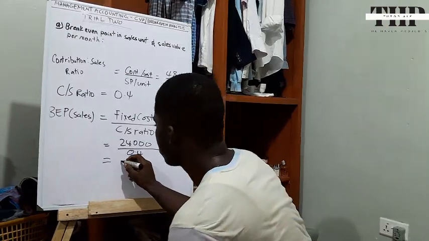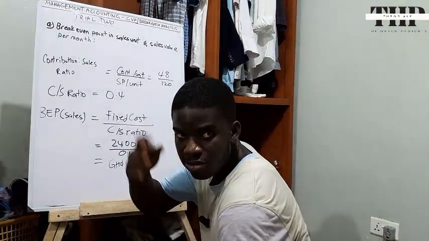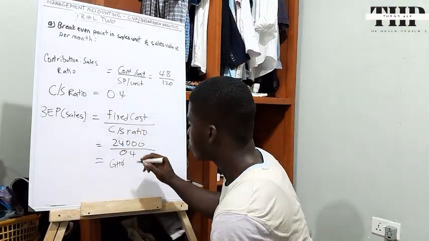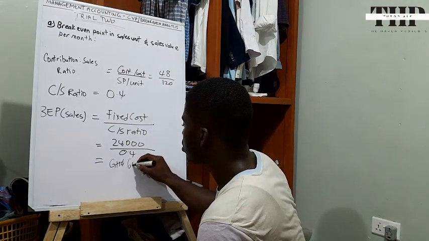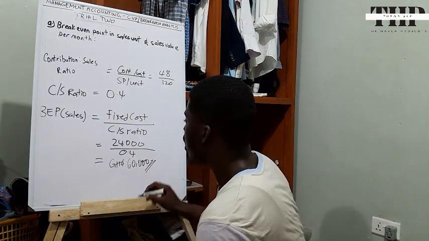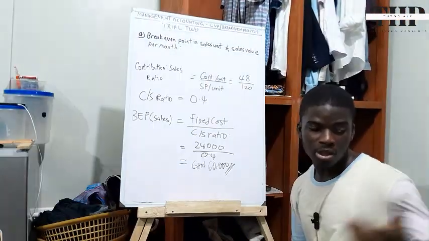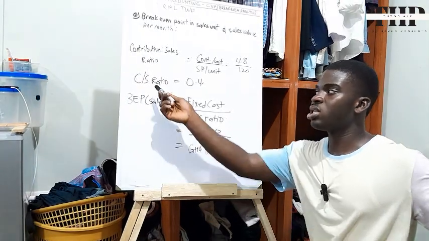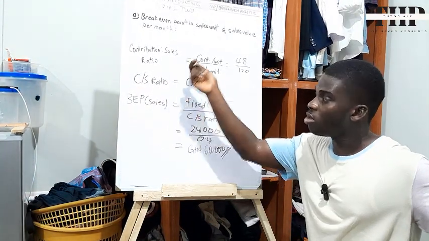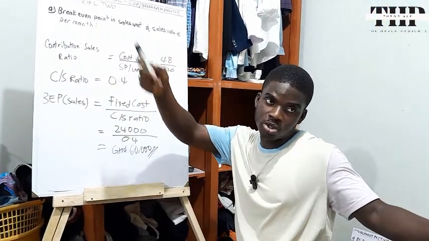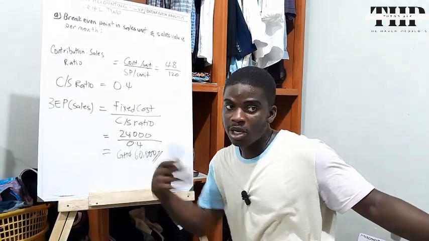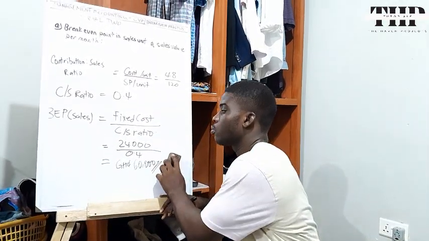So if the examiner chooses not to use the other approach, this formula giving the same answer is equally correct. You can have a situation where they just give the CS ratio and maybe the fixed cost. If you don't know this formula, then you won't be able to do it.